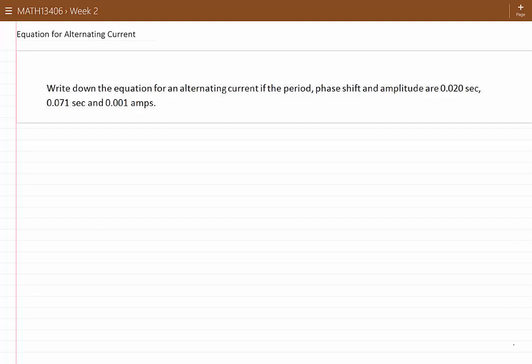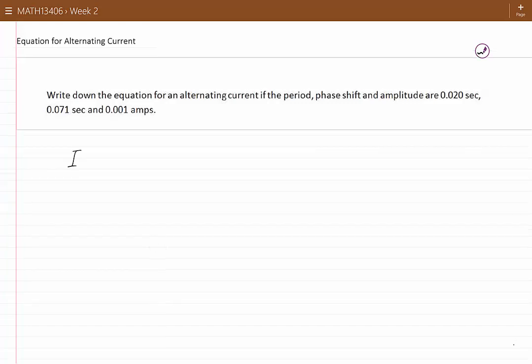Write down the equation for an alternating current if the period, phase shift, and amplitude are 0.020 seconds, 0.071 seconds, and 0.001 amps. The general equation for an alternating current is I is equal to I naught sine or cosine of omega t plus phi.